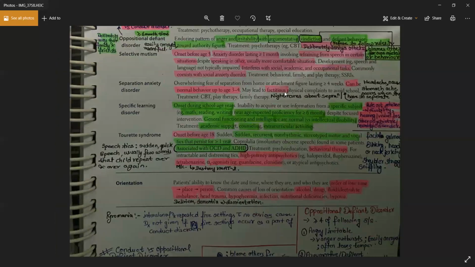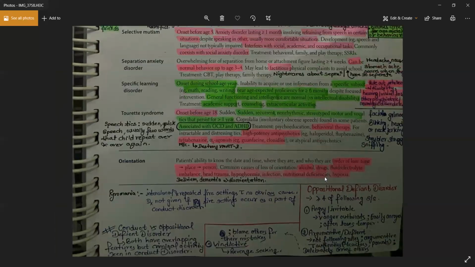Let's discuss it more deeply. You will have four symptoms majorly. One is the angry or irritable behavior. They have very frequent anger outbursts. They will be easily annoyed and often lose their temper. So basically they become very angry or aggressive.